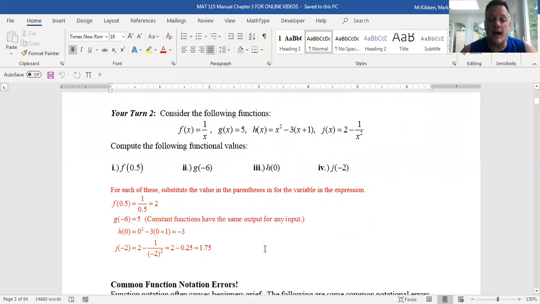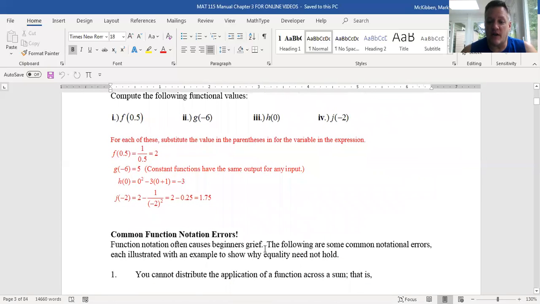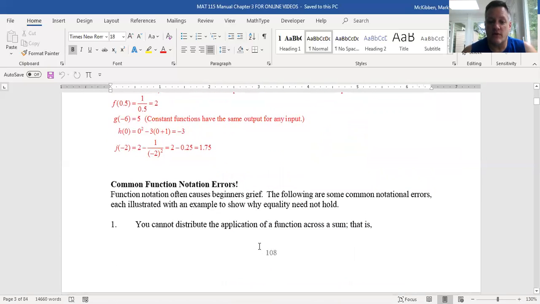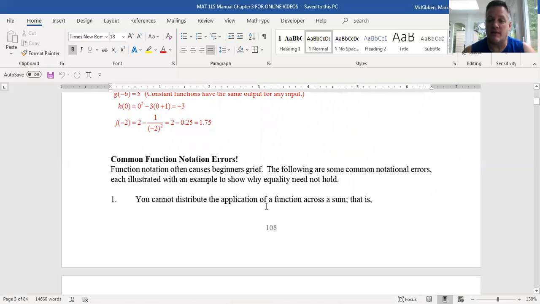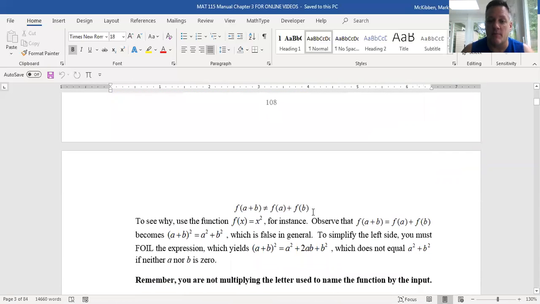All right, so in terms of notation errors, I already talked about one of these above. You cannot distribute the application of a function across a sum. So for instance, when I was talking about the f of a plus 1 business, you cannot say it's f of a plus f of 1. Just don't even do that. This is not multiplication. This is f of some object, right? So you can't do that. Don't treat it like a variable.